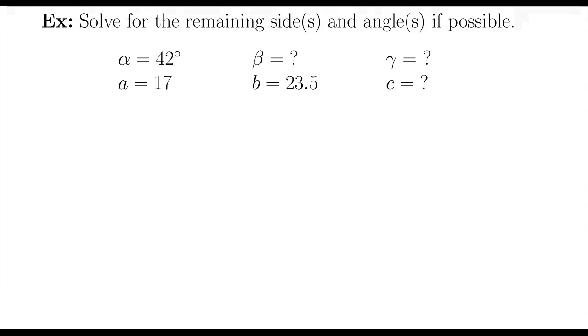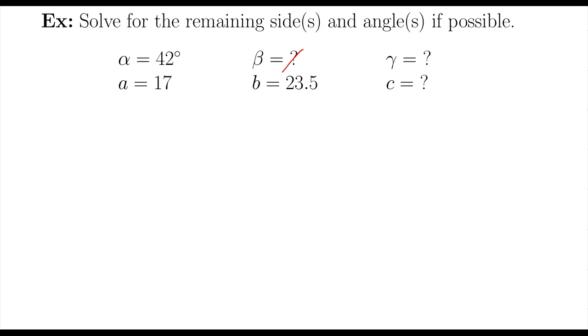Okay, let's find the remaining sides and angles, if possible, of the given described triangle. So let's find beta first. Notice I have two angles that are missing, so I'm going to have to check to see if there is an extra triangle. We could end up with two possible triangles. So first things first, let's find beta.